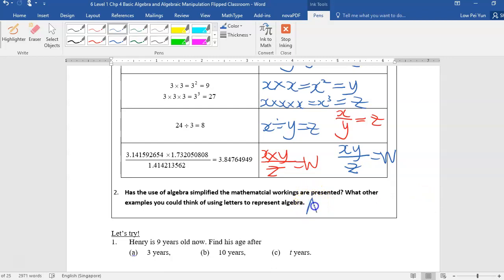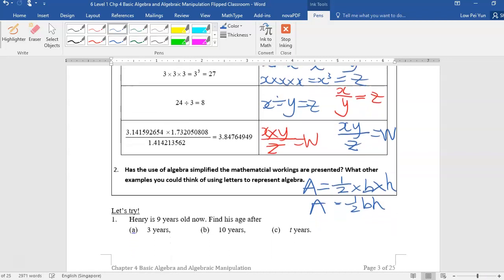Formulas like area of triangle is equals to, do you remember what's area of triangle? Let area be A, half times let base be B, and perpendicular height be H. Area of triangle is half B H. Alright, let's try this next part.